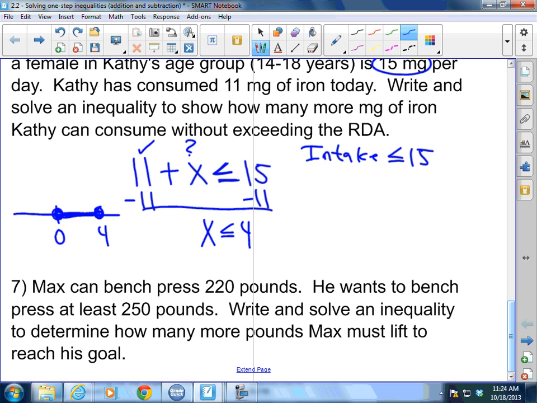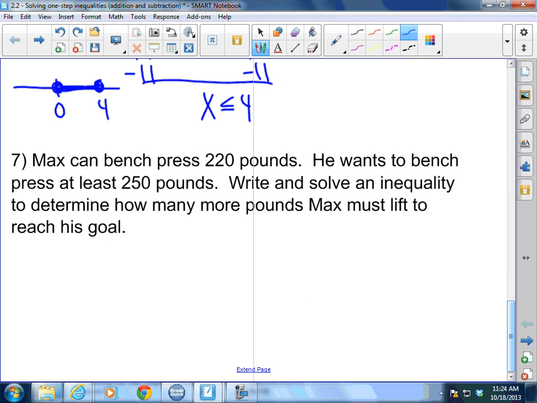Very good. Okay, next. Max can bench press 220 pounds. He wants to bench at least 250. Write and solve an inequality to determine how many more pounds Max must lift to reach his goal. Okay, I understand that it's 30 pounds, but that would be wrong because it's an inequality. An inequality doesn't have just one answer, but I want an inequality. Write me the inequality. What is it, my brother?